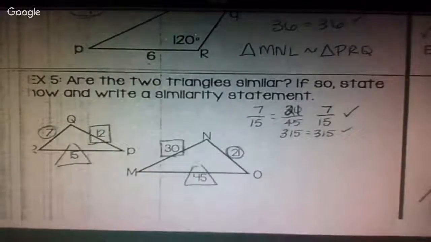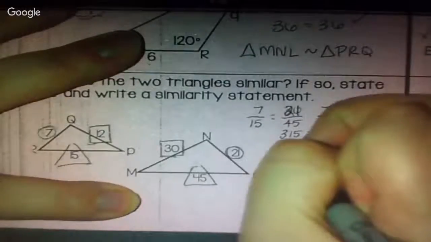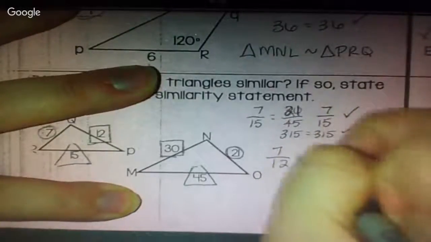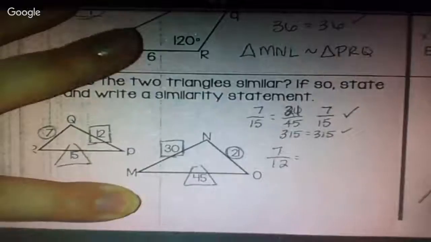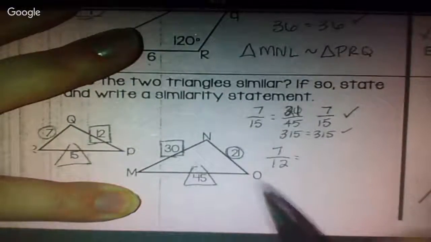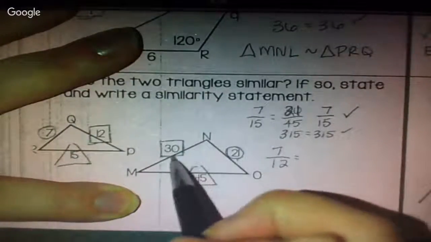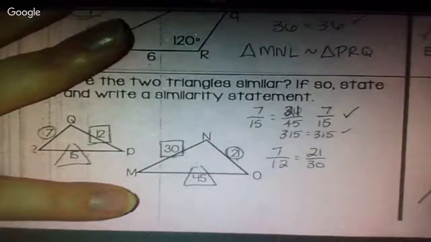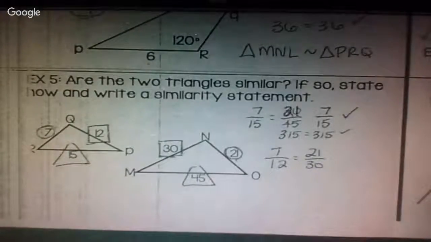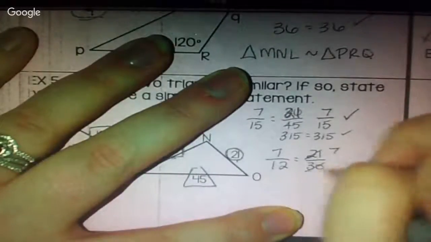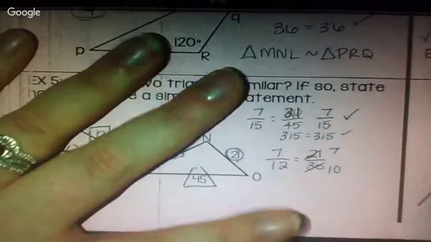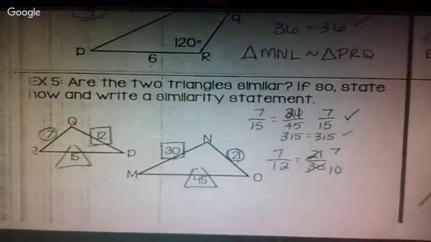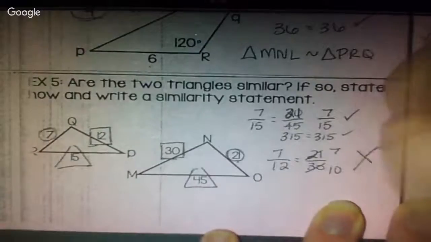I need to pick another one. So I can do 7 over 12. If I do 7 over 12, it's got to be 21 over 30. Seven over 2 on the right side, 7 over 10. So this one, when I reduce, becomes 7 over 10. That doesn't work. I mean, they're kind of close, but no.